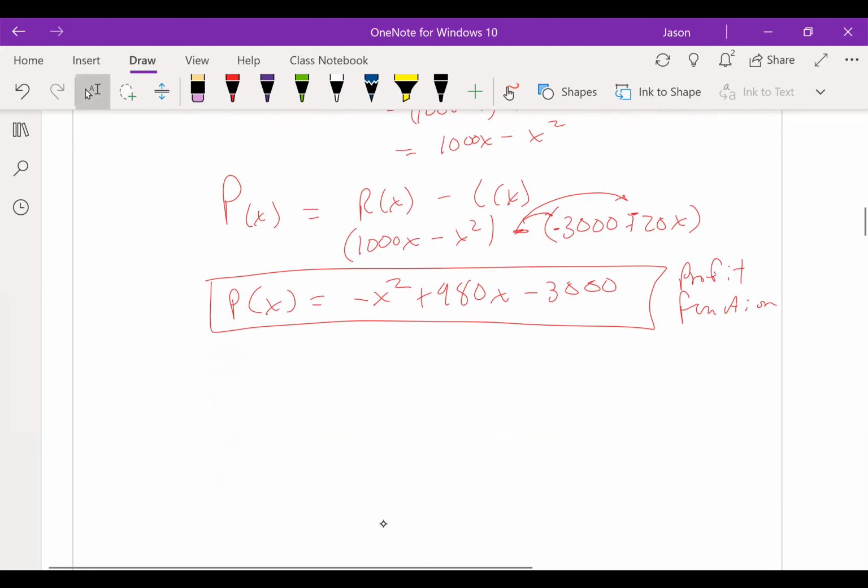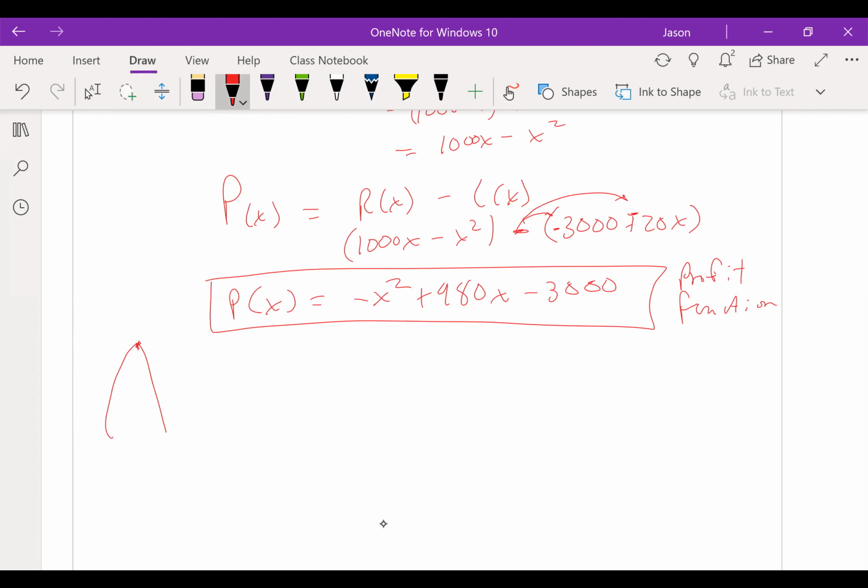Okay, and so what do I want to do? Well, I want to maximize this profit function. So once again, this is a quadratic. It's an upside down quadratic. And so we can do the same thing that we did before. We're going to find a maximum on this value. At the end, it's an upside down quadratic.